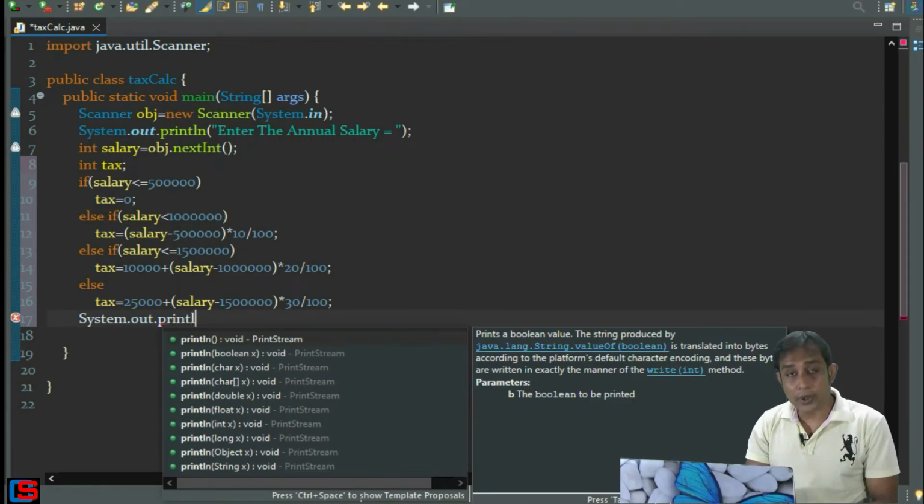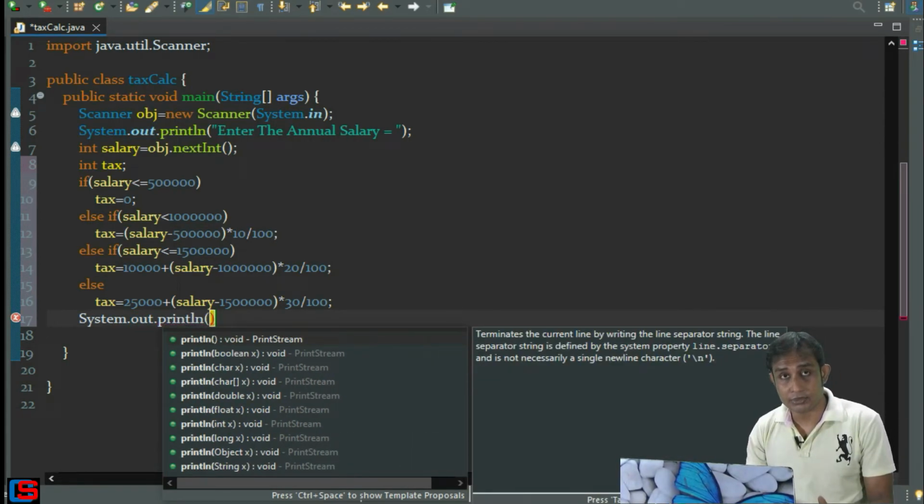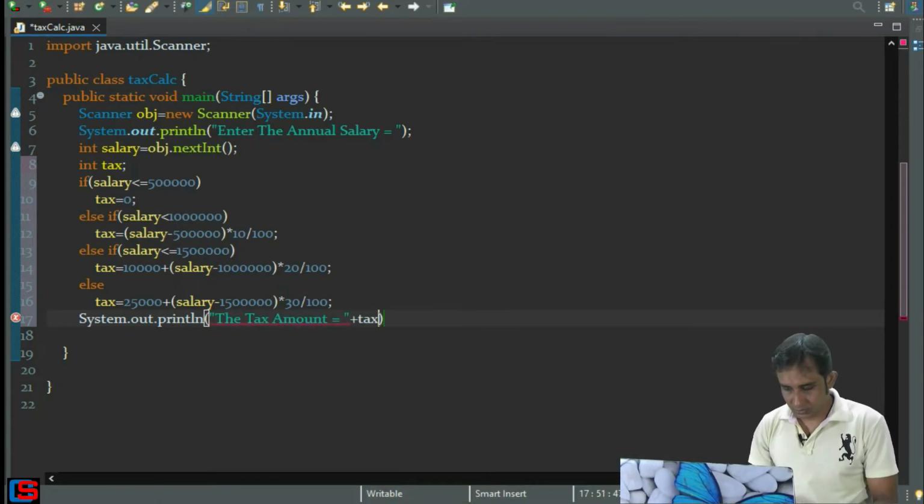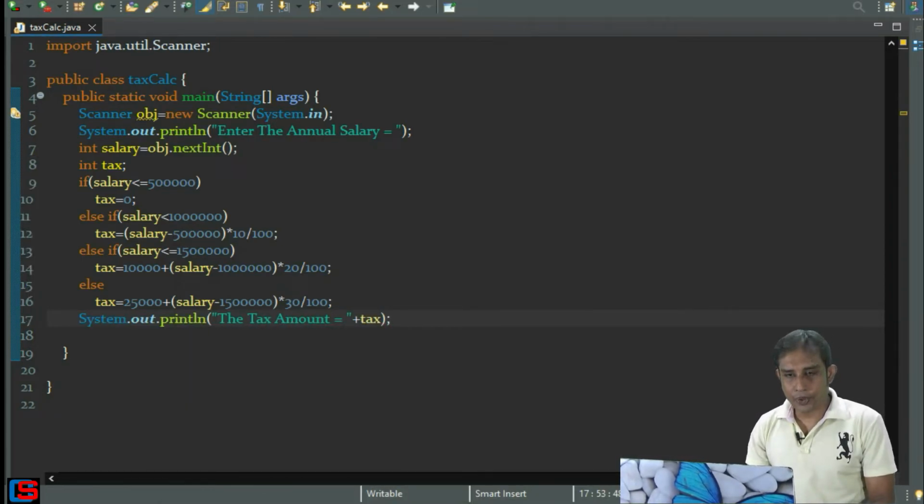But you have to remember one thing, that this table is completely a hypothetical table. It is not related to the real world taxing system. So now I am going to run the program.